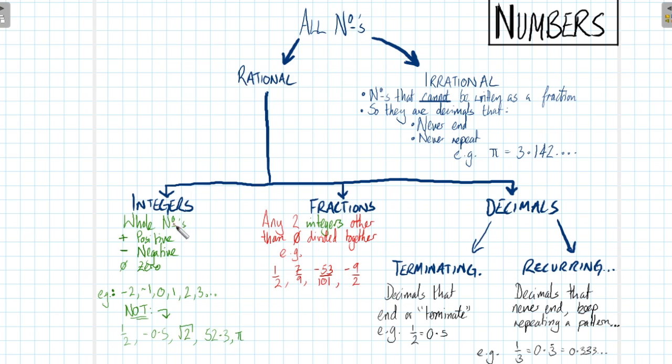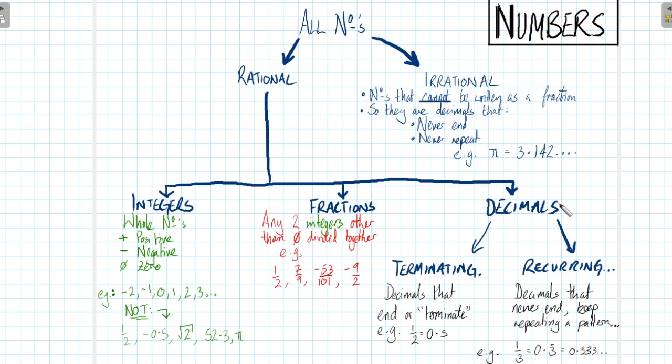-53, that fits our definition of being an integer because it's a whole number, 53, and it's negative, -53. And it's also a fraction because it can be divided by 101. 101 is a whole number, just so happens to be positive. So -53 divided by 101 is a fraction. And for the same reason, -9/2 is also a fraction. So a fraction is a rational number.